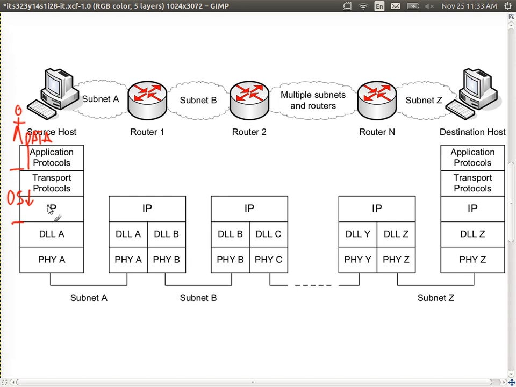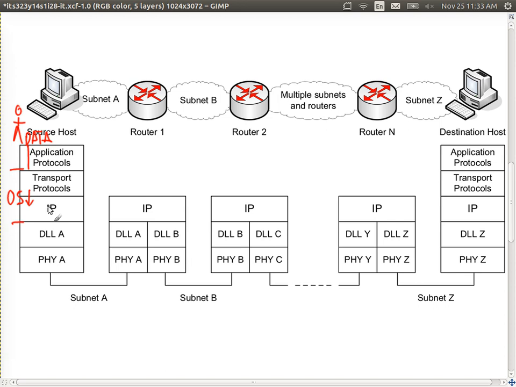How does the source host know to send to router one? Anyone want to guess? How does it know? We've covered it before. How does the source host know to send the data to router one? Don't you try and draw it.